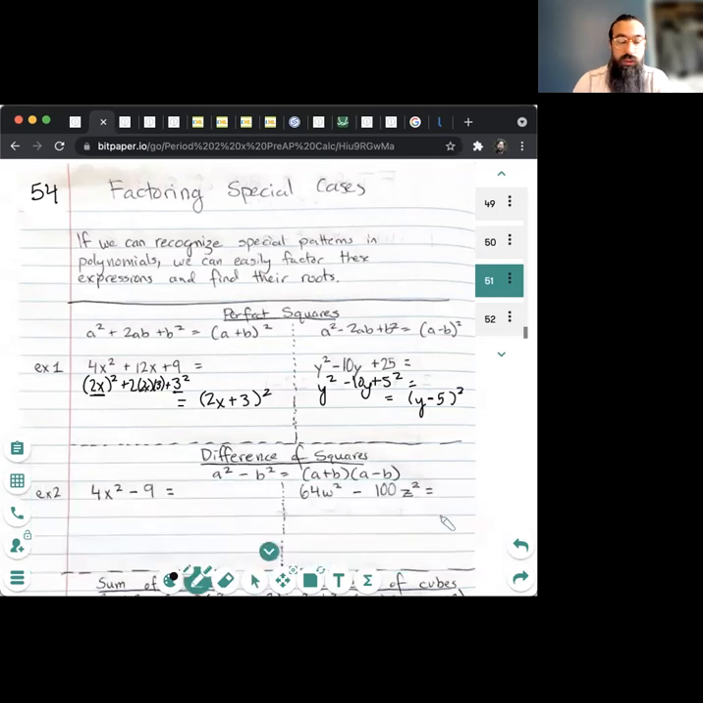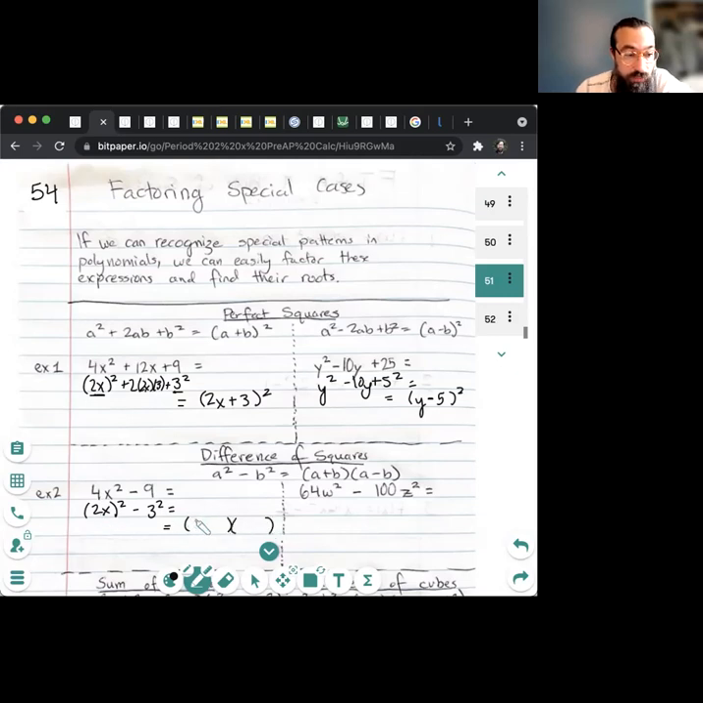Let's do that example. Similarly, we just need to see, can we write this as a difference of squares? And if we can, then the formula will apply. Just like last time, this is 2x squared, and this is 3 squared. And we've written it as a difference of 2 squares. And so that means the formula will apply, and we'll just write a plus b, and then a minus b.